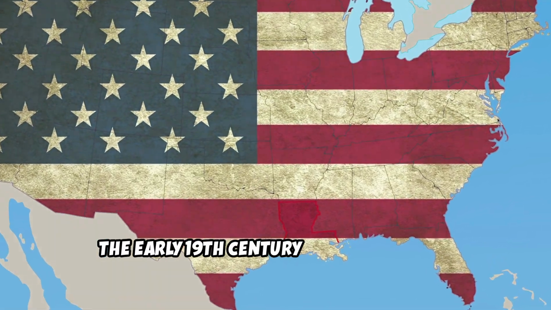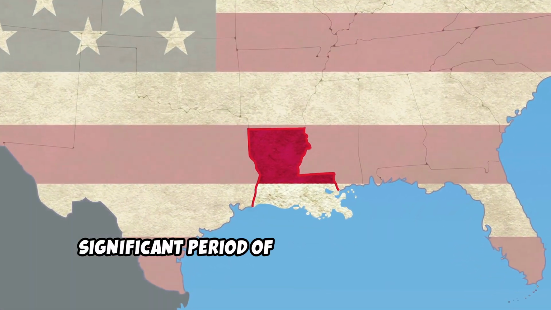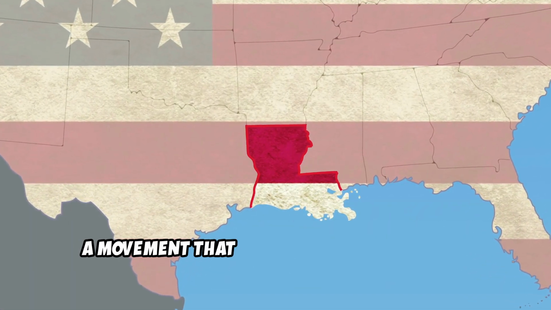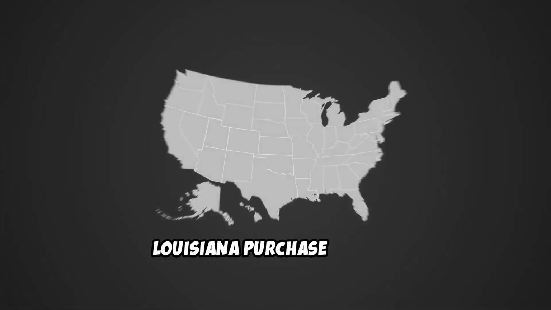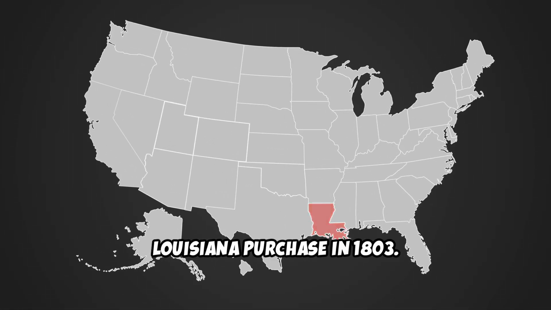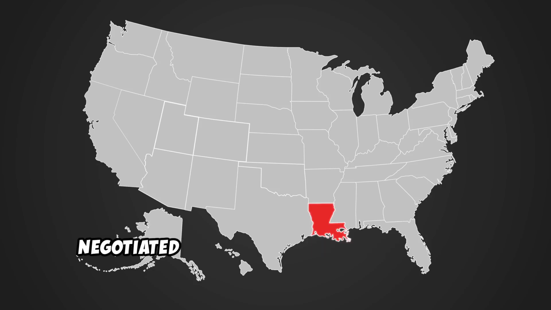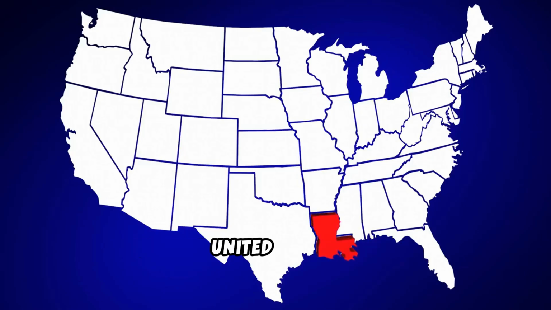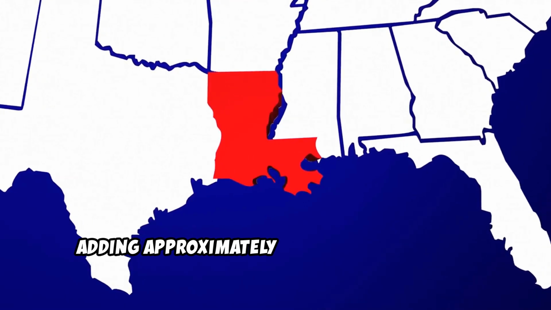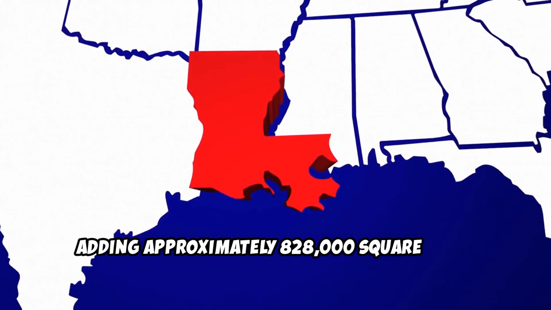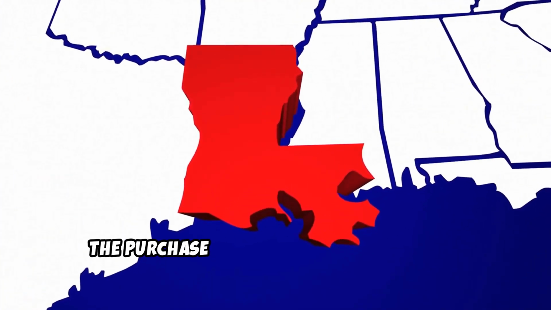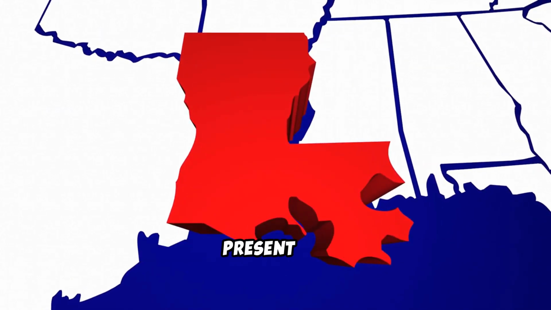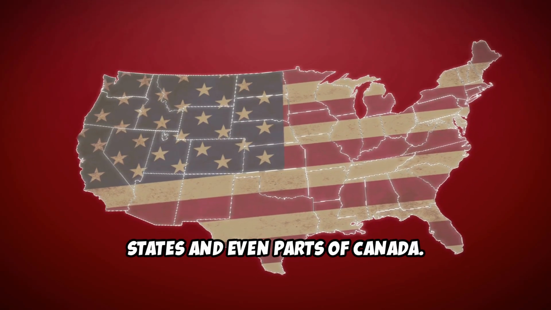The early 19th century was marked by a significant period of westward expansion, a movement that was greatly fueled by the Louisiana Purchase in 1803. This monumental acquisition, negotiated by President Thomas Jefferson, effectively doubled the size of the United States, adding approximately 828,000 square miles of territory. The purchase included land from 15 present U.S. states, and even parts of Canada.